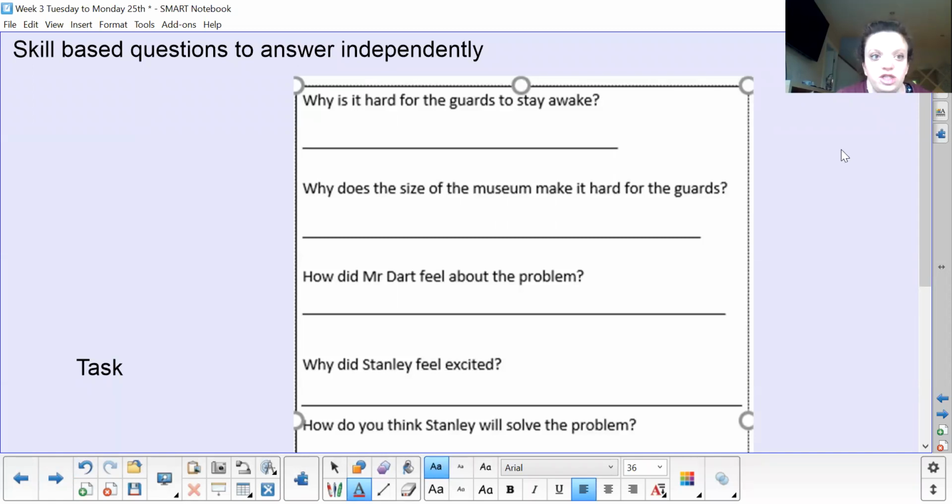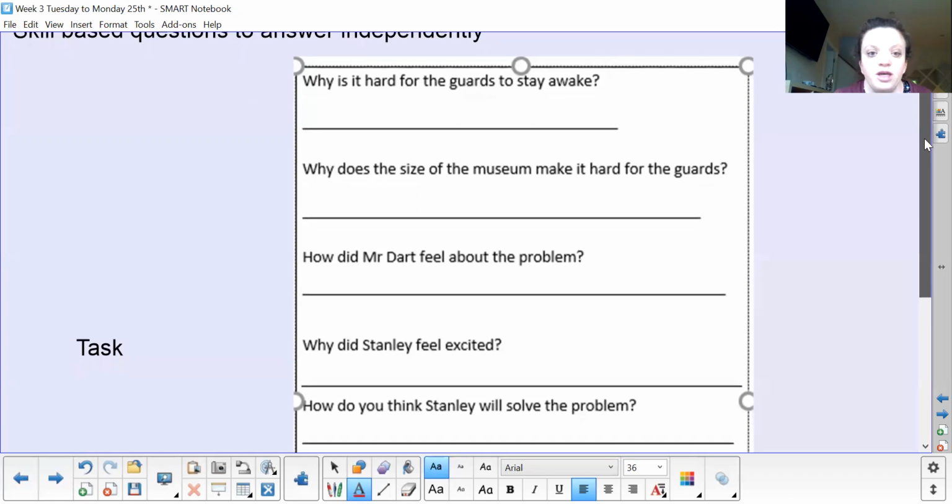Right, now you've got your main task. You've got some questions to answer about this issue that's happening at the art museum. I'm going to read them to you. You can pause the screen, have a go, and then we'll go through the answers together in a moment. Why is it hard for the guards to stay awake? Why does the size of the museum make it hard for the guards? How did Mr. Dart feel about the problems? Why did Stanley feel excited? And how do you think Stanley will solve the problem? Number 5 is your own prediction of how you think Stanley will solve the problem. So pause the screen now and have a go, and then we'll go through the answers together.